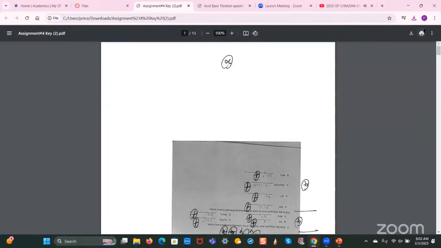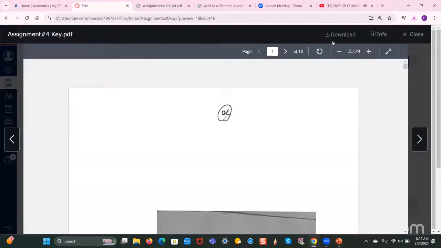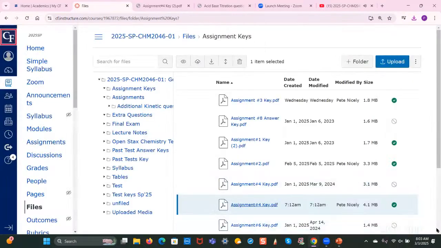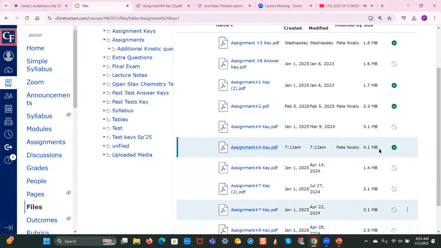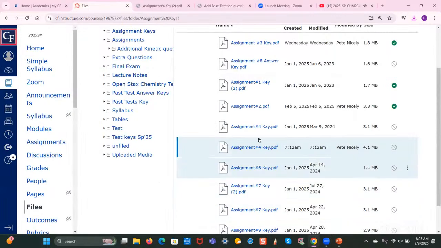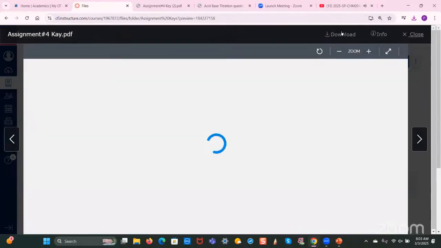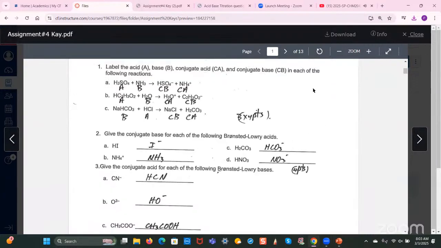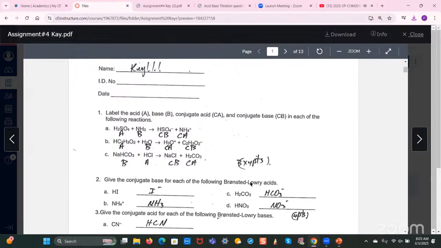Oops, what is this? Okay, this should not be here. I don't know why I posted this here. Okay, let me unpublish that. I need to re-upload assignment number 4, answer key. So I'll do that later on today when I have a chance.